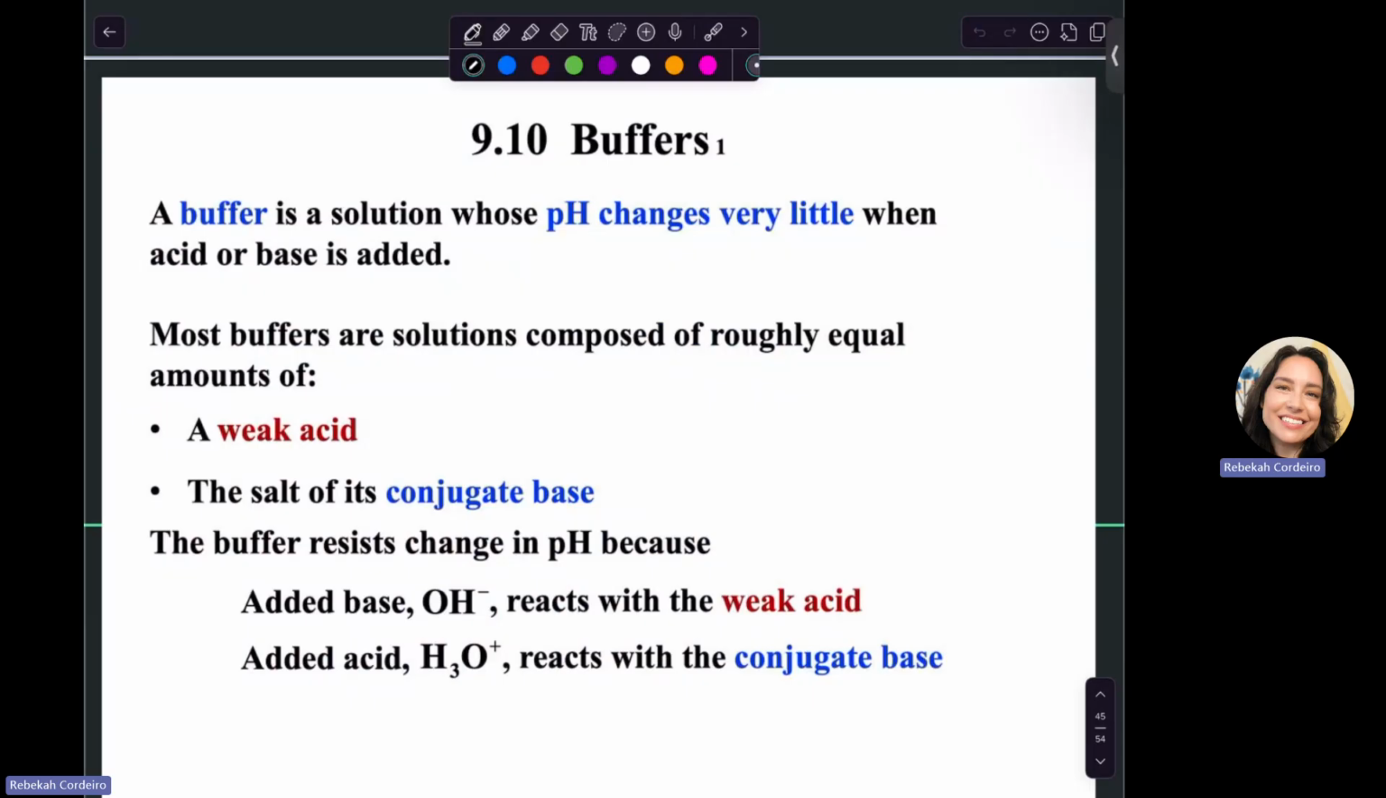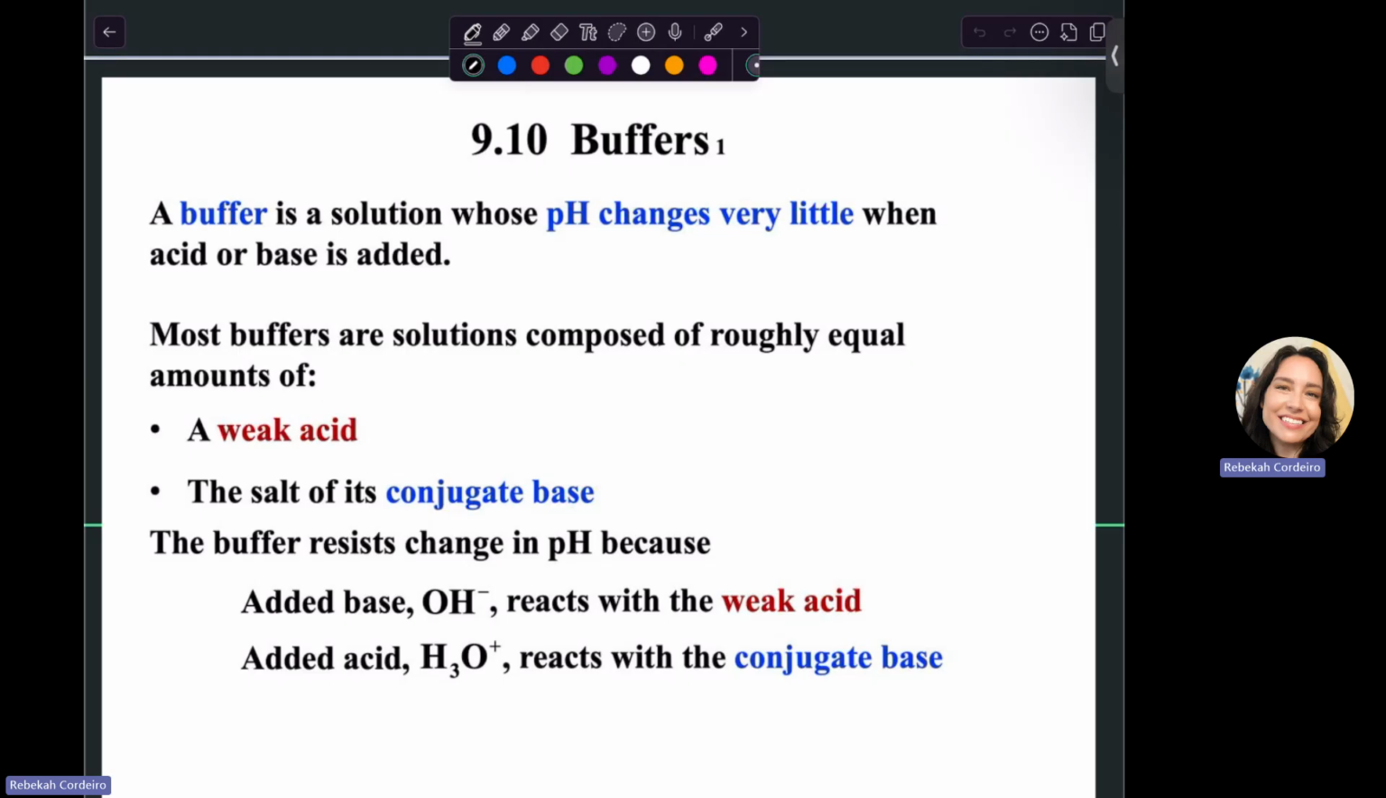So the last section of chapter 9 is going to be about buffers, and buffers are really important in real life, in the body. We're going to talk about a really important buffer in our blood, so we need to understand what a buffer is. A buffer is a solution whose pH changes very little if you add acid or base. So basically you can think about a buffer as a way for the pH to stay relatively the same. It's like a defense system against additional acid or base being added.